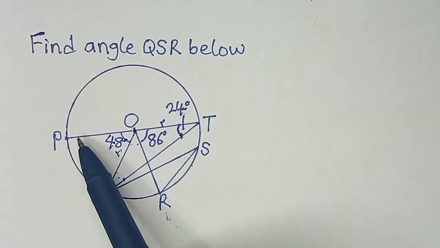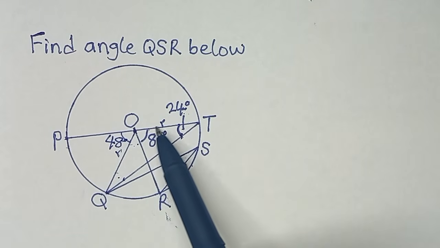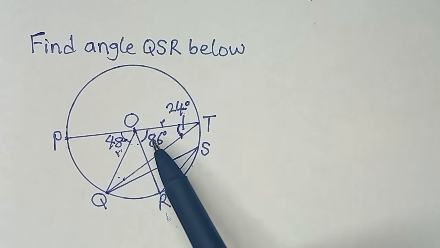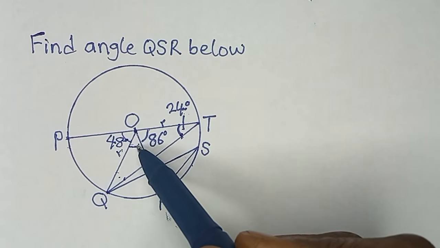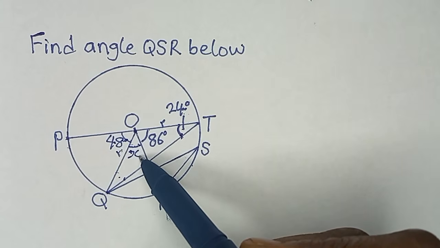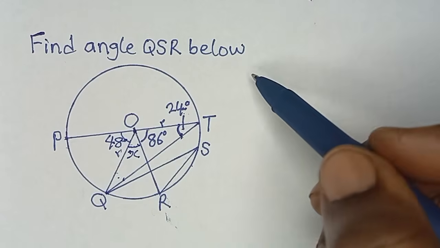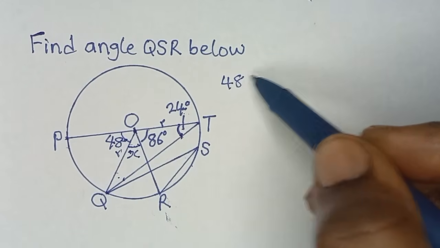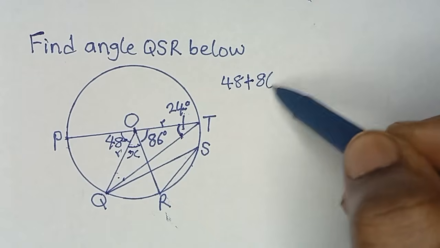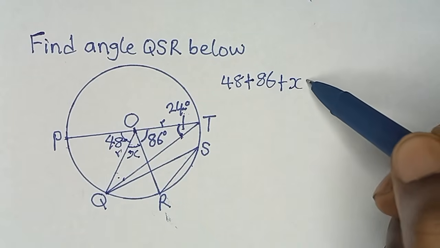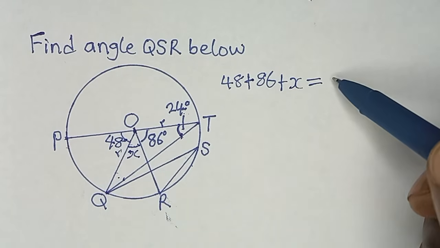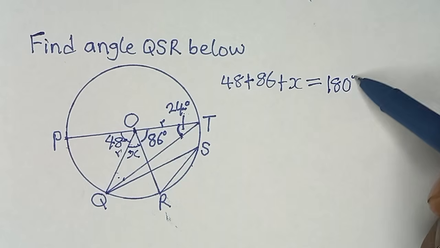Then don't forget that this is a straight line, so we have the sum of angles on a straight line. 48 plus 86 plus this third angle, let's call it X, all together are angles on a straight line. And the sum of angles on a straight line is 180 degrees.